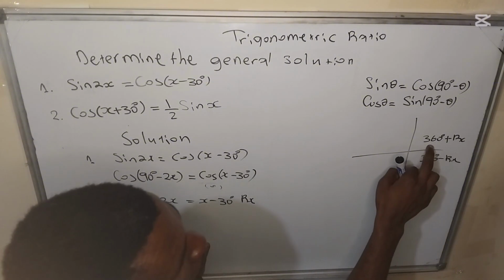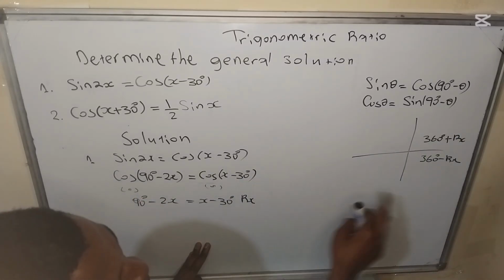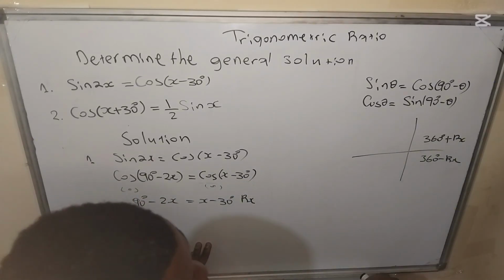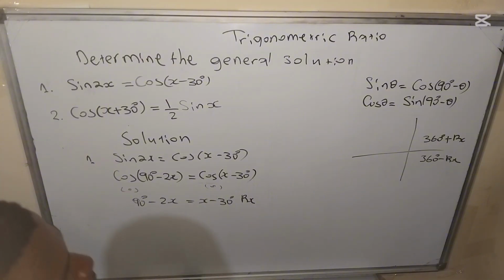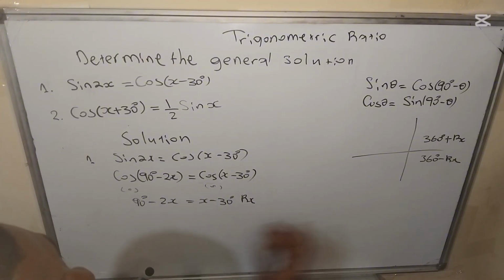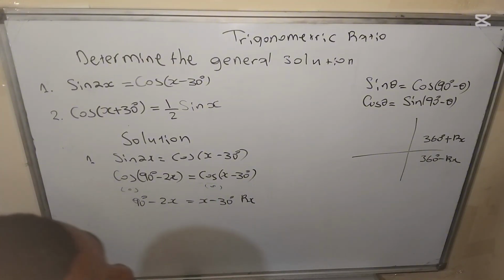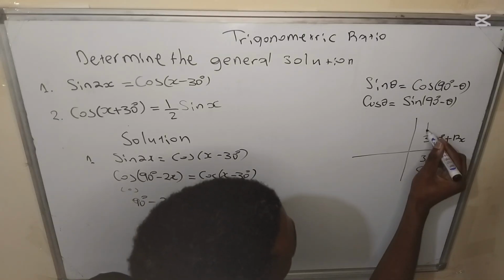Reason being, positive angles go anti-clockwise, but negative angles go clockwise, right? Yes. Then let's now use these two reduction formulas. We have CAST, guys, CAST.